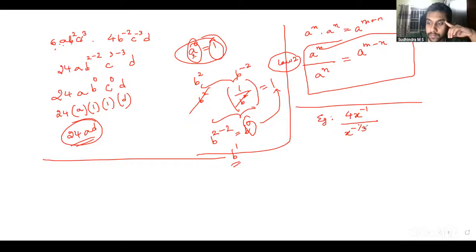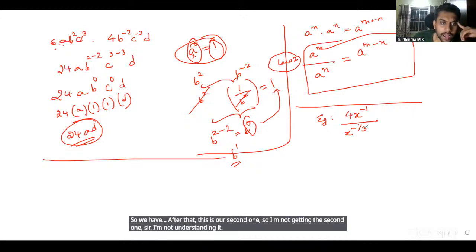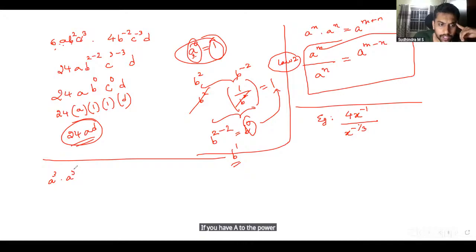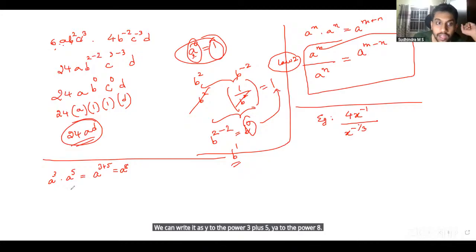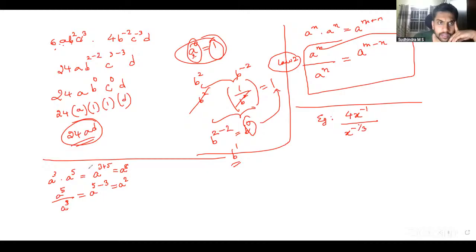Sir, in the first law, it is m plus n. I'm not getting the second one, sir. See, if you have a to the power 3 into a to the power 5, we can write it as a to the power 3 plus 5, a to the power 8. That's the first property. If I have a to the power 5 divided by a to the power 3, I can write it as a to the power 5 minus 3, a to the power 2. A power m by a power n is a power m minus n.